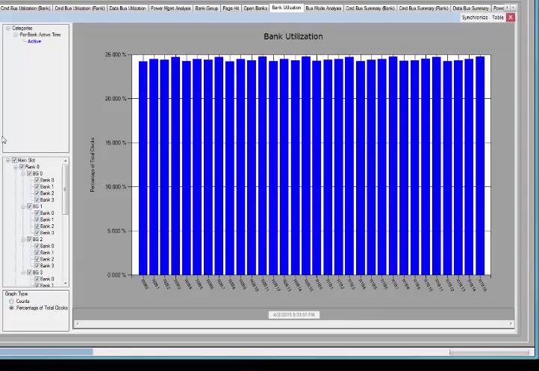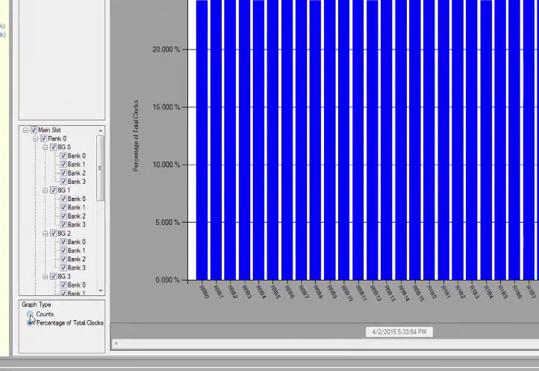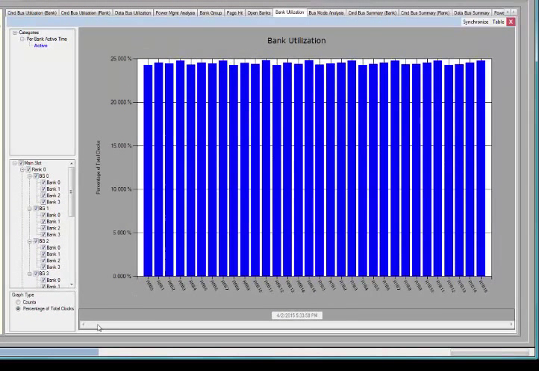Bank utilization mode allows for the user to select individual banks or bank groups as desired and creates a graph in either counts or percentages showing how long each bank is open for each second. This is different from the previous mode of open banks, which allows the user to see how many banks are simultaneously open at any given moment. This mode, however, tells how long each individual bank is open.